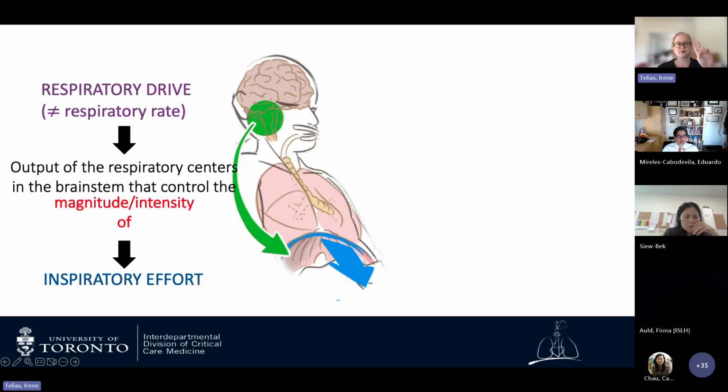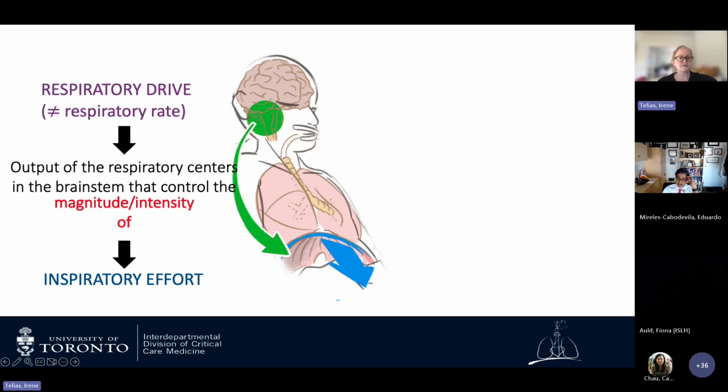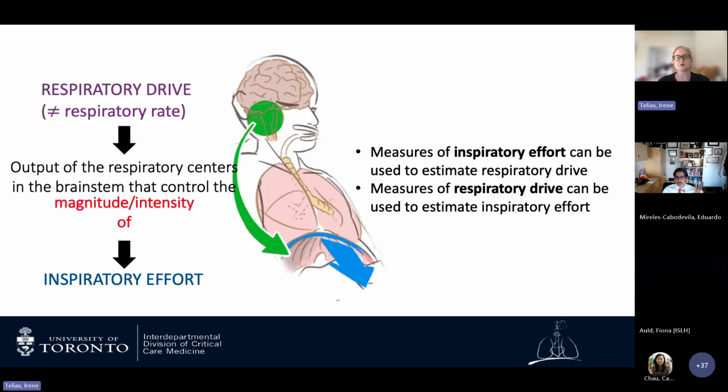That's the first concept. The second one is that the respiratory centers in the brainstem that modulate respiratory drive are different than the ones modulating respiratory rate. They're both very intimately related, because between the two we somehow modulate our minute ventilation, but we have to understand that they're modified by different parameters.